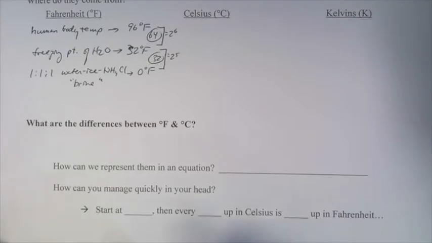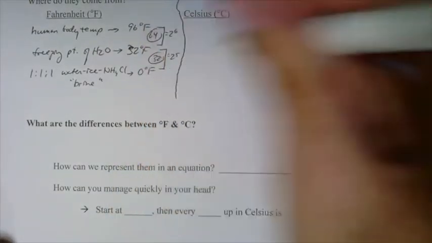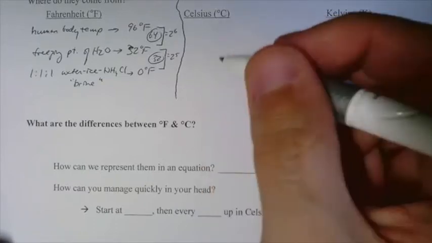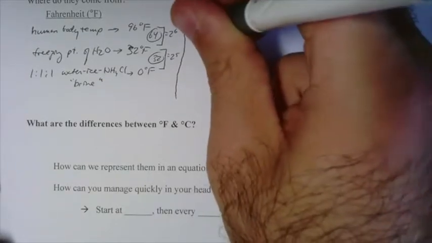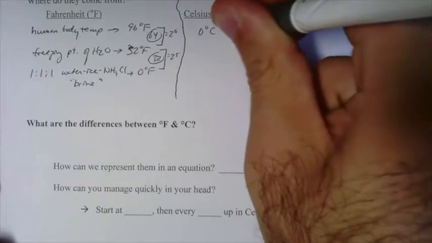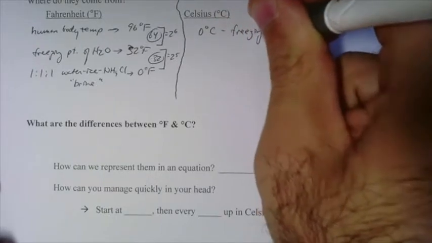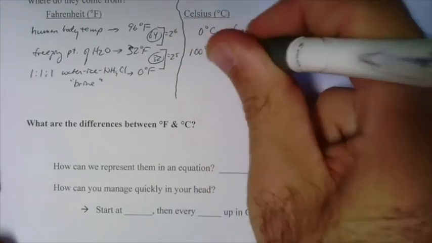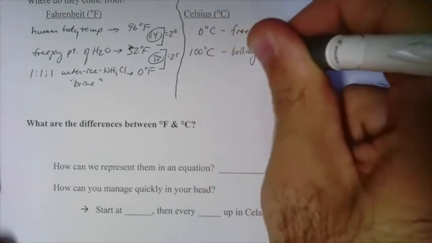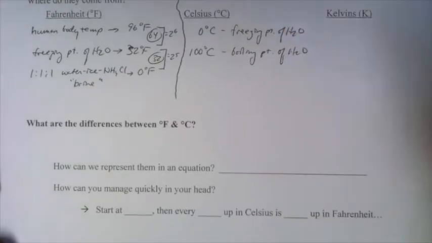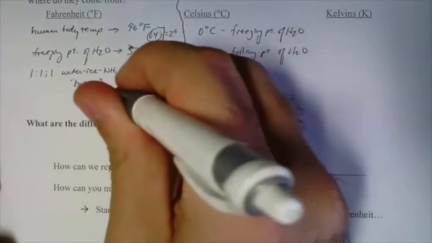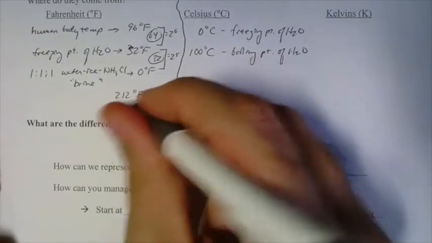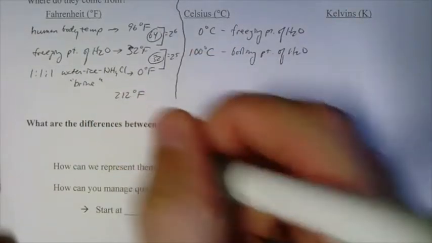On the other hand, the Celsius scale here is defined entirely based on water, and it's built to look a lot more like something from the metric system. In Celsius, we assume that 0 degrees Celsius is the freezing point of water. And then 100 degrees Celsius is the boiling point of water. By the way, over on this scale, that boiling point turns out to be 212 Fahrenheit once you keep making more and more markings with the same distance between them.